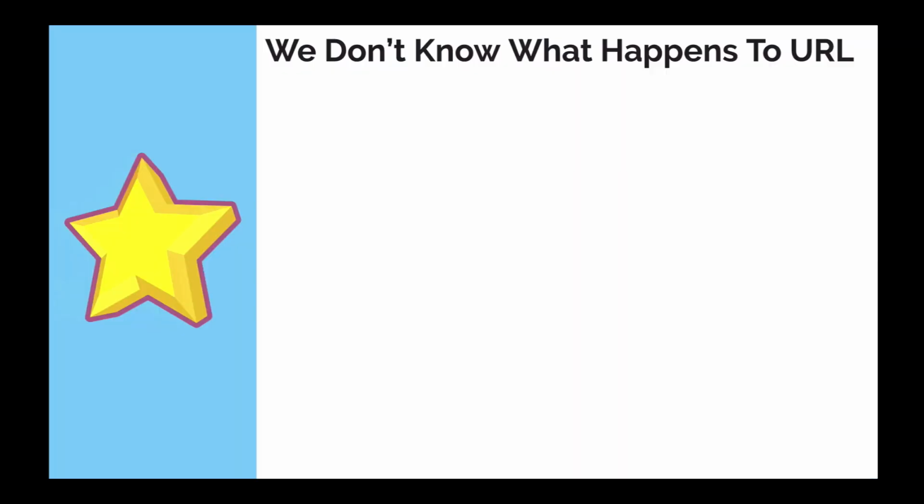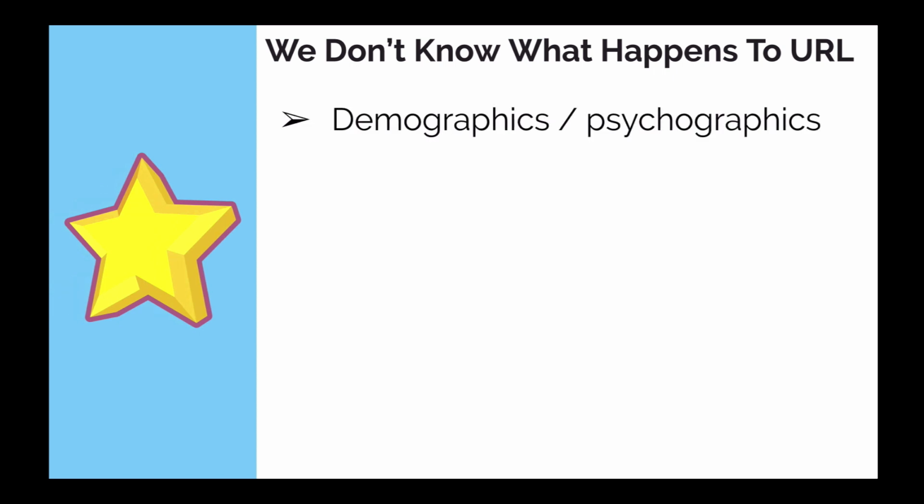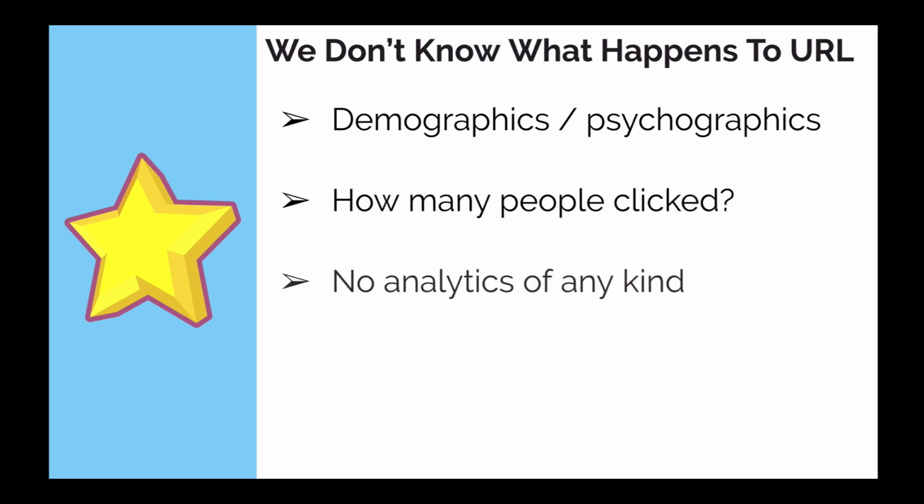The major problem is that we have no knowledge of what happens to that URL if it's used as is. We don't know the demographics or psychographics. This is just basic information about the people who click on the URLs. We don't know how many people click on the URL. We have no analytics of almost any kind that we can find. And we cannot retarget those people.